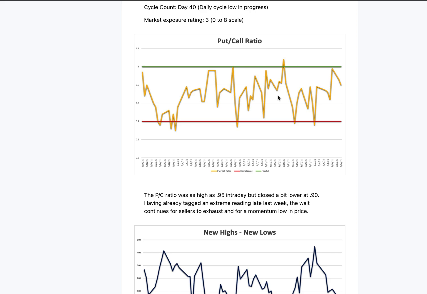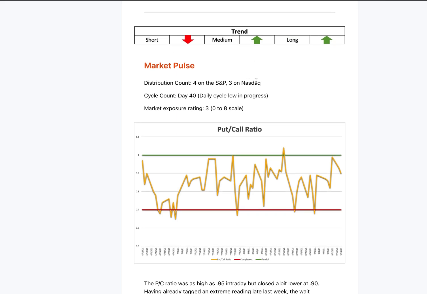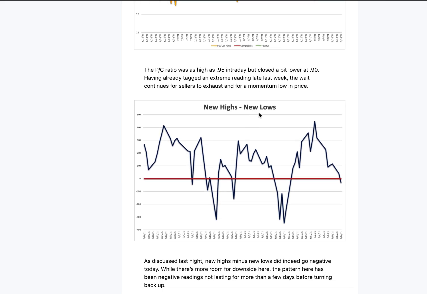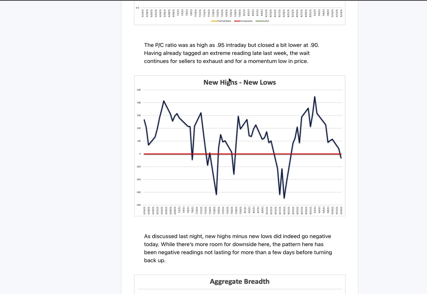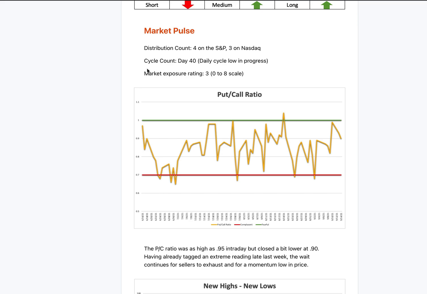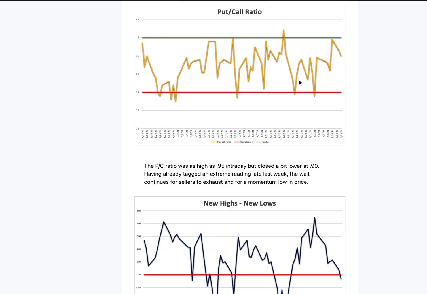We've discussed put-call ratio. We like to see this high near the bottoms, closer to 1.0 or above, even better. Here we get a little bit cautious with complacency, but that one doesn't really have an effect on this number, the number 3 here, as does trend that we covered up here. And then getting into these new highs, new lows, we like to see this line trending up. It's currently down, so that doesn't add anything to this market exposure rating.